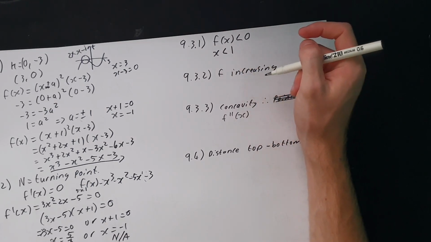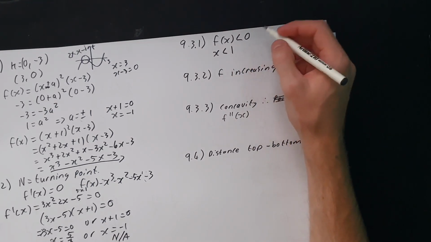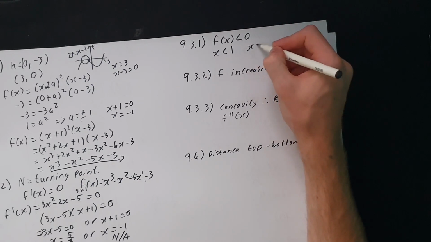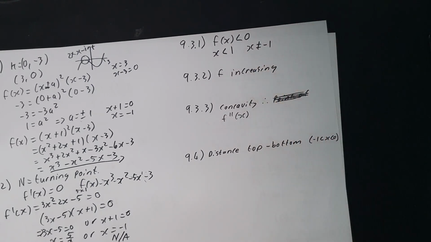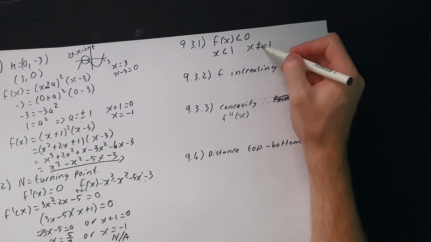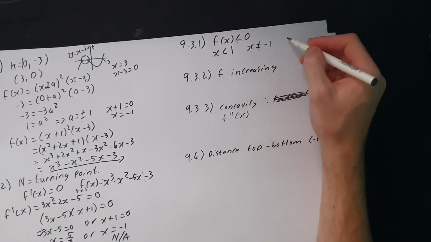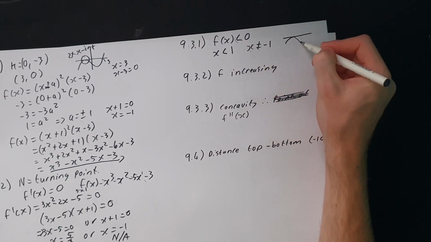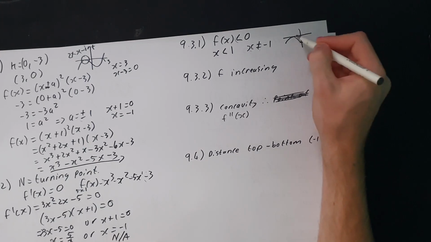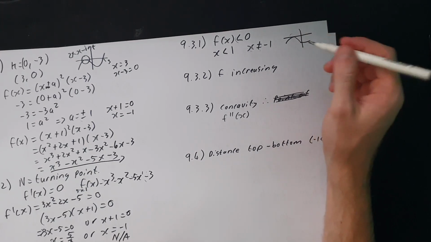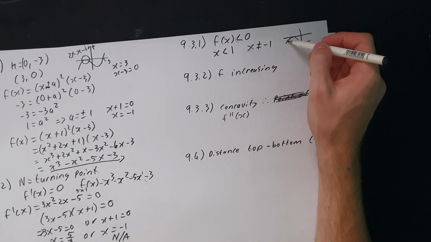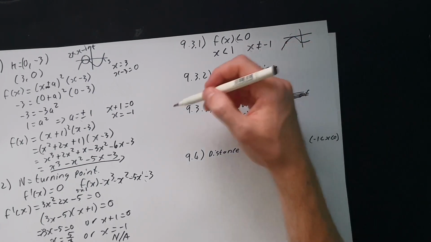Okay, but we can't have x equaling negative 1. The reason for that is if x equals negative 1, then we end up with 0, and we want strictly less than 0. So we can't have negative 1 where it has that touching point. Okay, so we can't include that one. But otherwise it goes on negative to infinity.